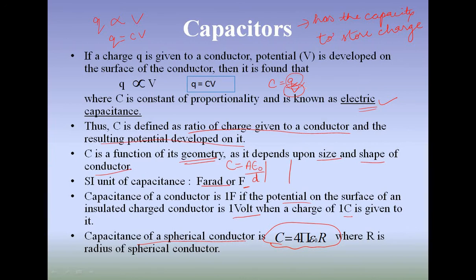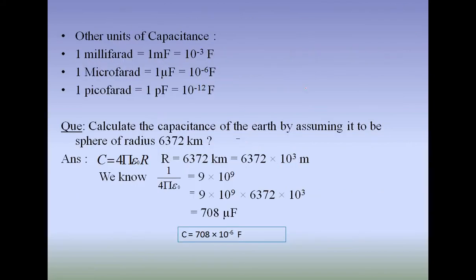The farad is a very big unit, so in practical applications we don't use it. Practically we use other units of capacitance: millifarad, microfarad and picofarad. 1 mF is equal to 10 to the power minus 3 F, micro is 10 to the power minus 6, and pico is 10 to the power minus 12. You should know about these units. The smallest unit is pico, and mostly in numericals you will find pico or micro, while milli will not be seen much.